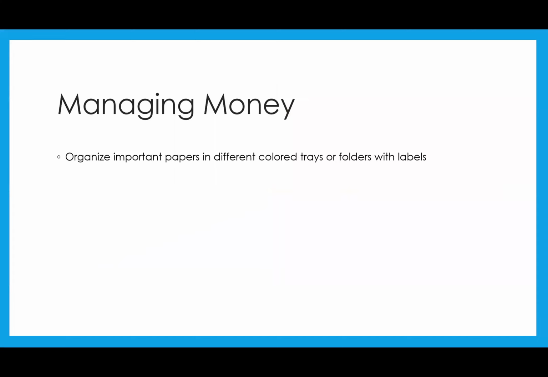Managing money. When it comes to managing money, it's important to organize your important papers in different colored trays or folders with labels. So maybe every time you get a water bill, you put it in the blue folder, or anytime you get an energy bill, that goes in the green folder, anything like that, whatever system you can identify to help work for you.